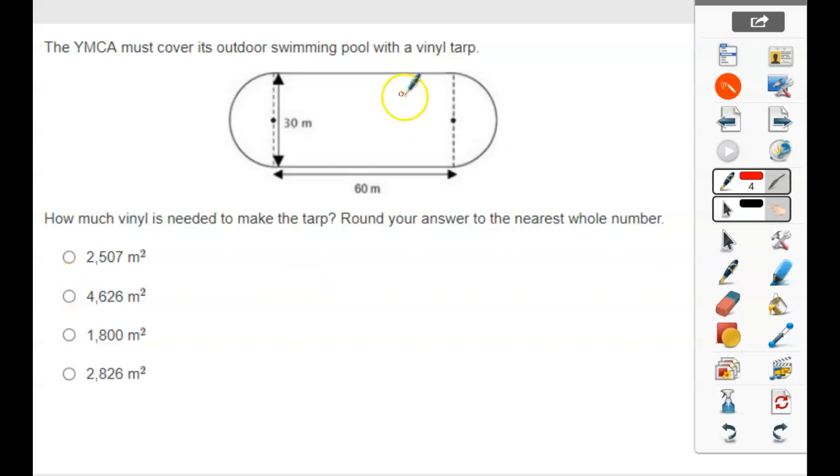So this problem starts to get a little bit more complicated. We have a nice composite figure here. It says the YMCA must cover its outdoor swimming pool with a vinyl tarp. How much vinyl is needed to make the tarp? Round your answer to the nearest whole number.